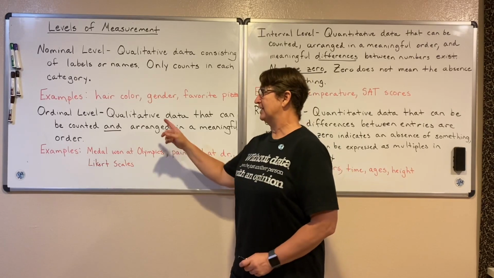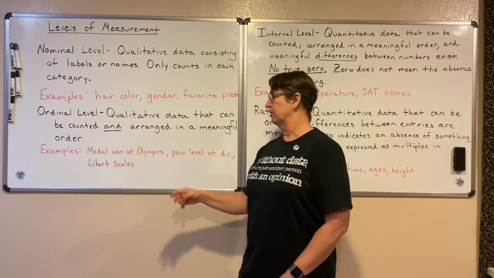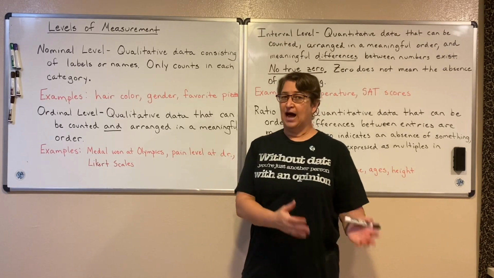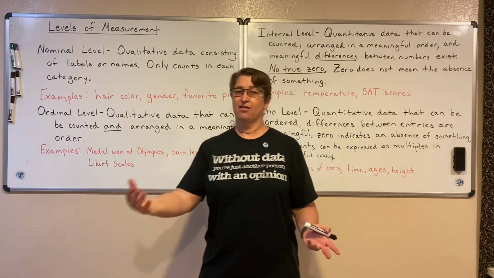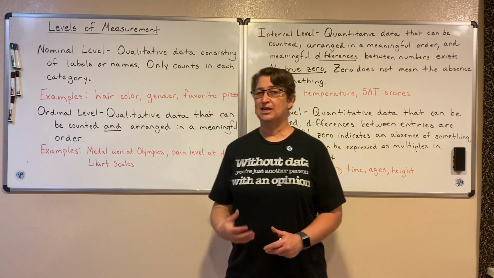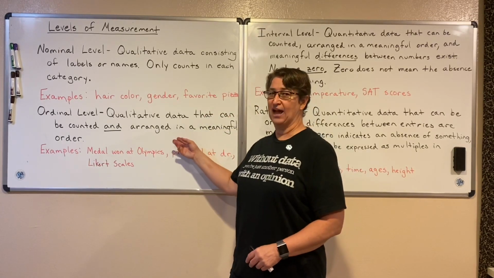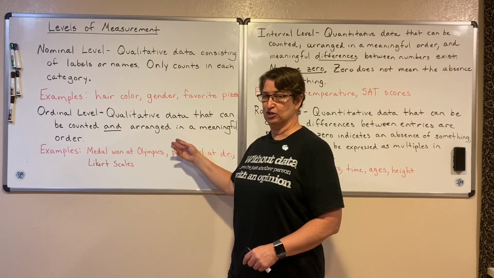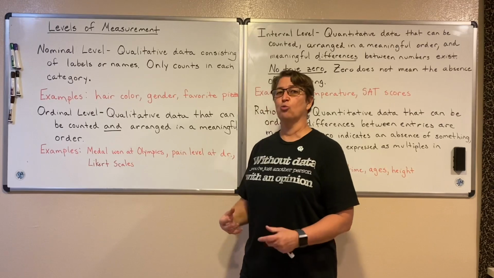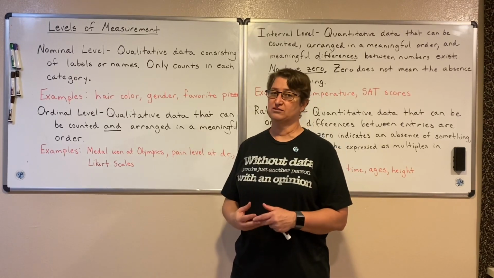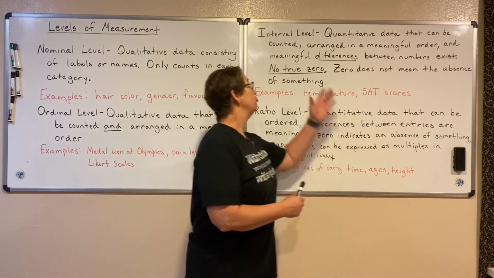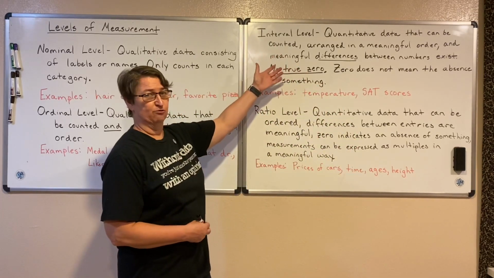And so they could count the number in each category, but they could also arrange those in a meaningful order. 9 would mean more pain than 2. So if I can arrange it in a meaningful order, then it's at the ordinal level of measurement. Both of these, nominal and ordinal, are what we can do with our qualitative data. We move up from there to our interval level of measurement.